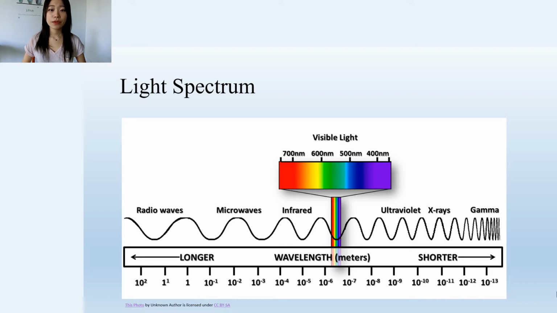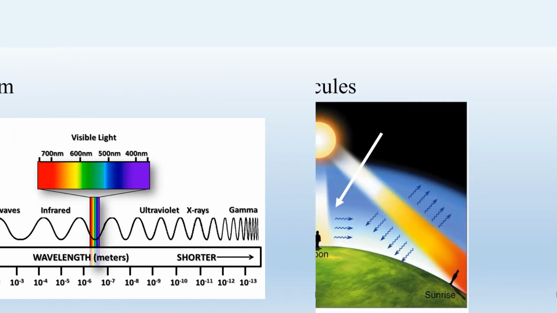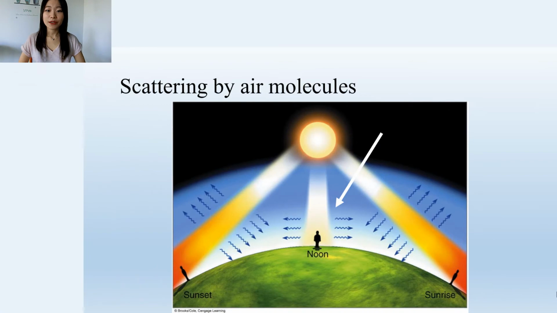And since the blue light has a shorter wavelength, and the Rayleigh scattering is inversely proportional to wavelength to the power of 4, the blue light from the solar radiation will scatter more than the long wave, the red light from the solar radiation. And that is the reason why the sky is blue.